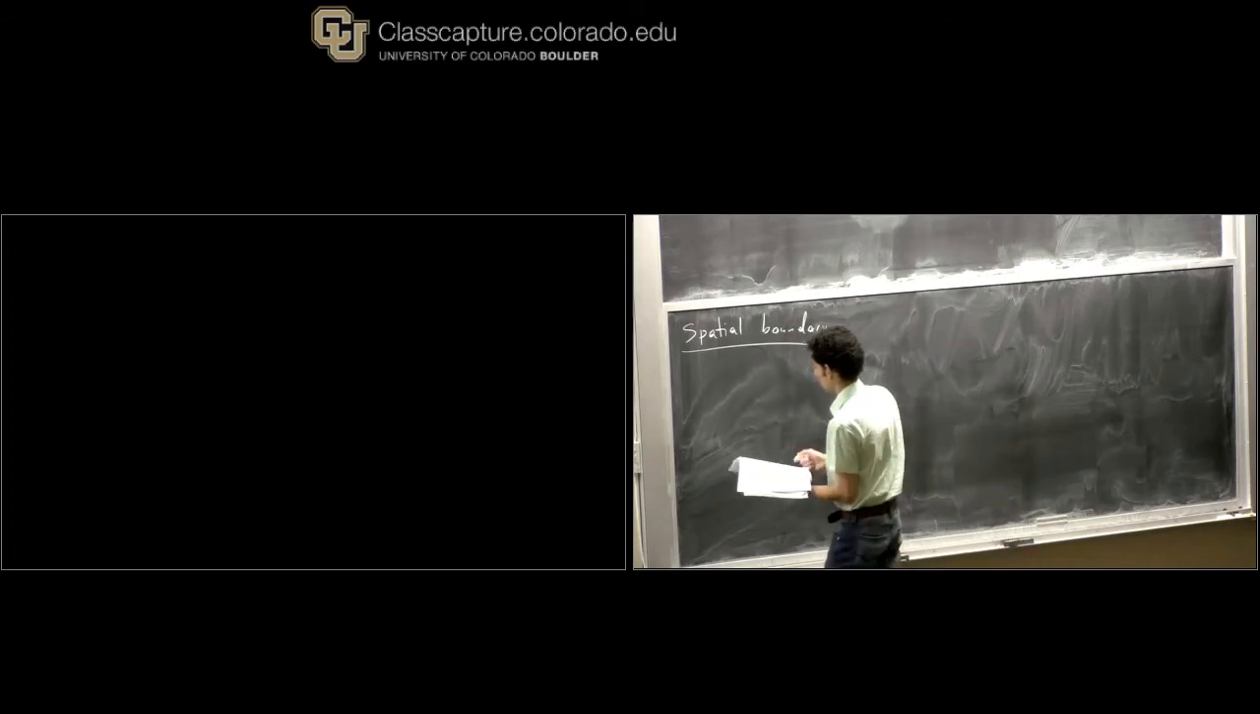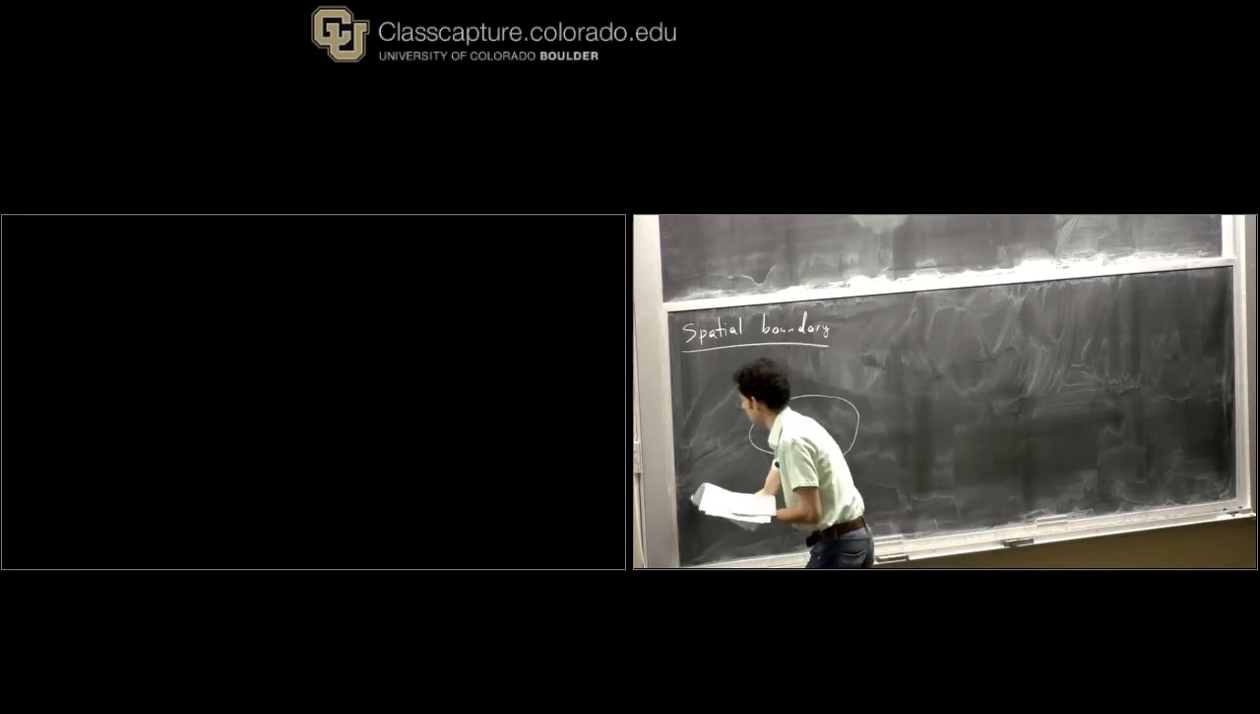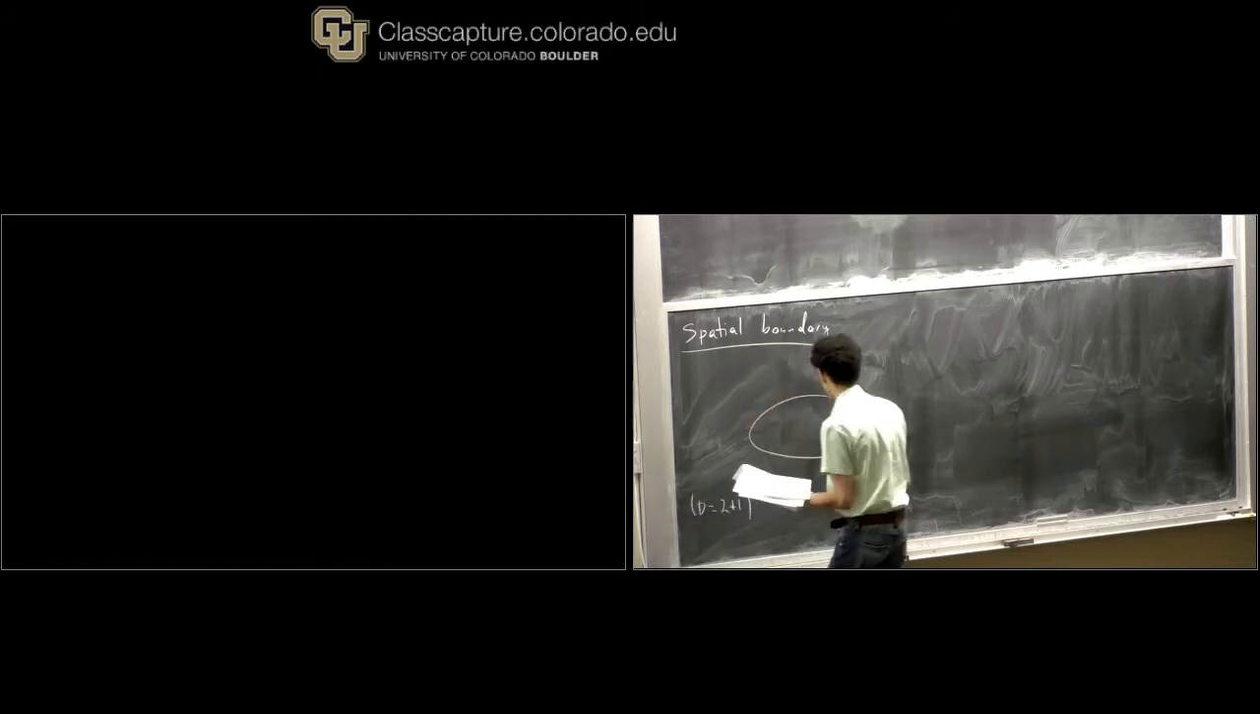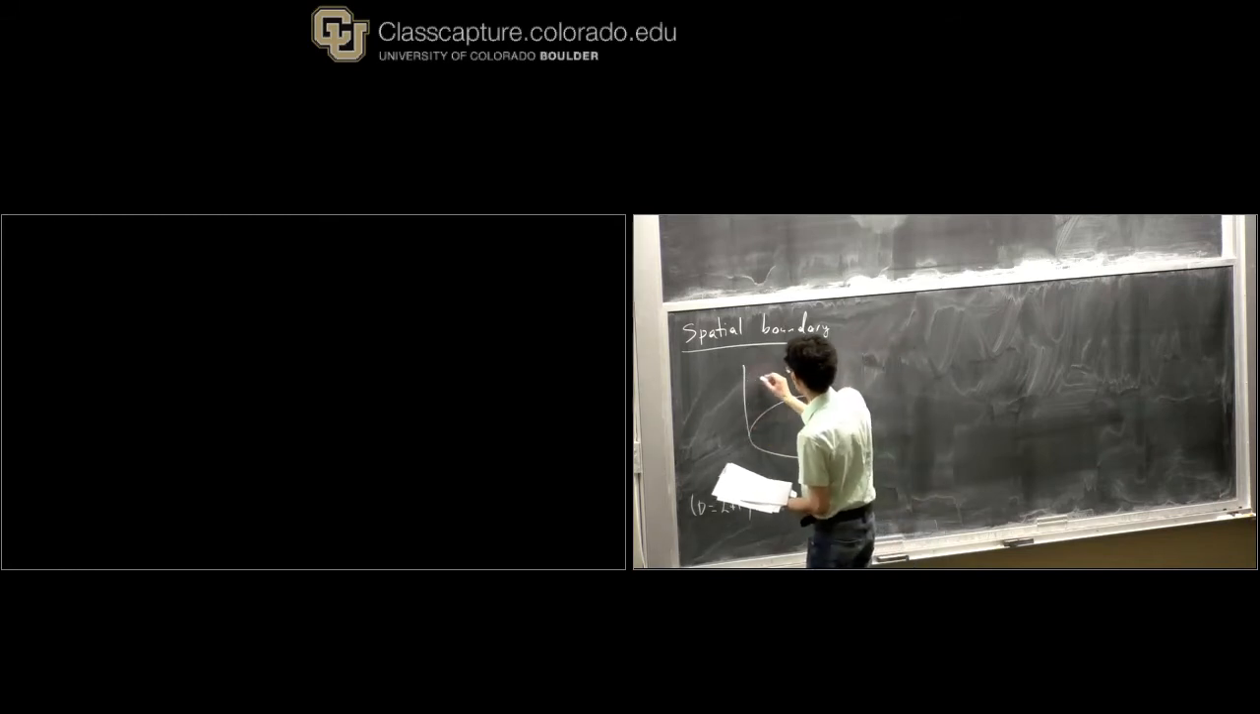Let's say, just to be more interesting, let's say my bulk has two spatial dimensions. So maybe my bulk manifold is a disk. Doesn't really matter, but this is a picture when D is equal to 2 plus 1. So here is the boundary of a disk, which is a circle, and here time is going this way.